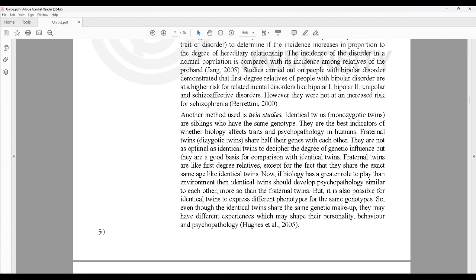Now, if biology has a greater role to play than environment, then identical twins should develop psychopathology similar to each other, more so than the fraternal twins. But it is also possible for identical twins to express different phenotypes for the same genotypes. So, even though the identical twins share the same genetic makeup, they may have different experiences which may shape their personality, behavior and psychopathology. Hughes et al., 2005.